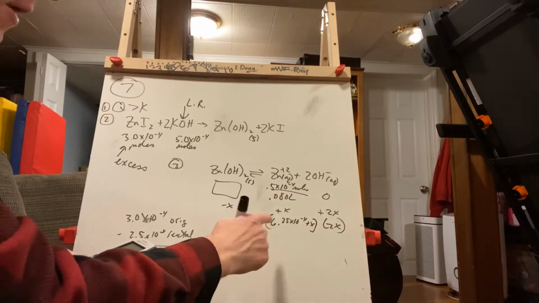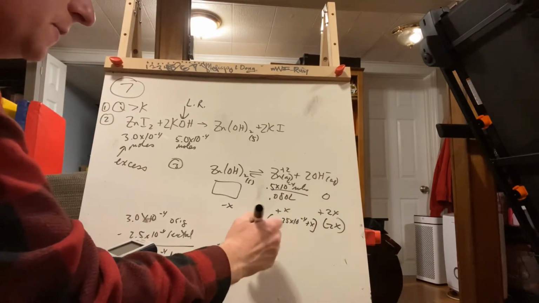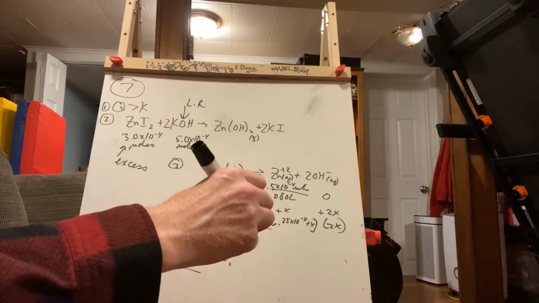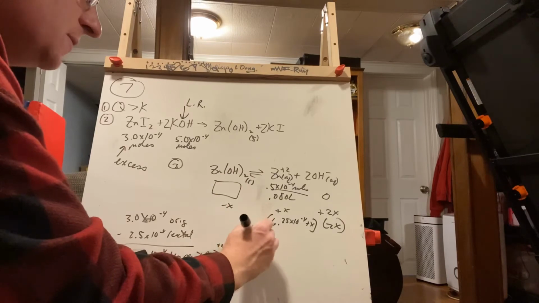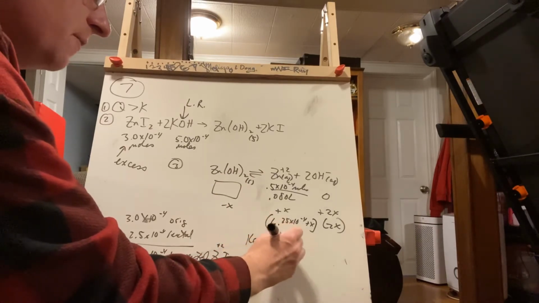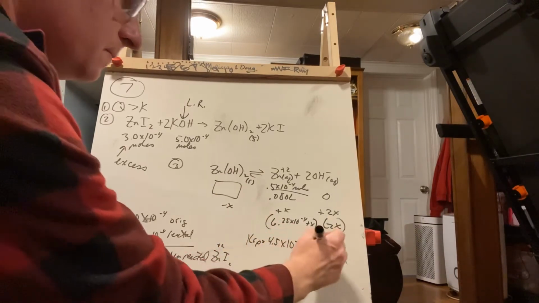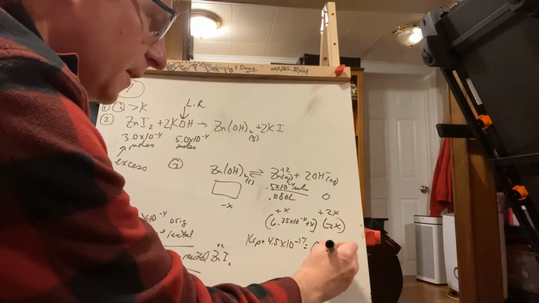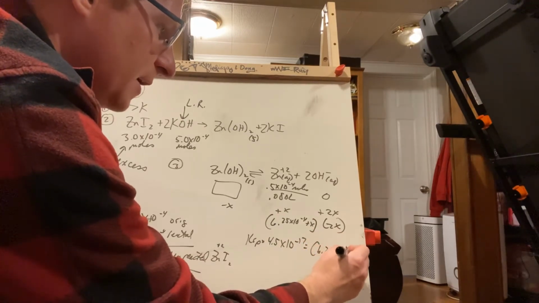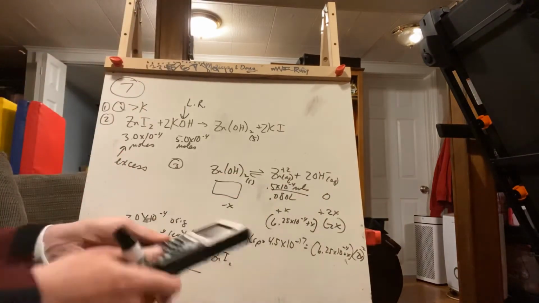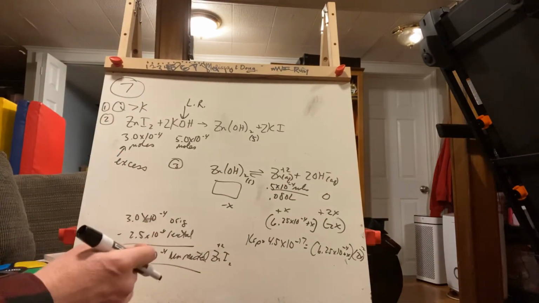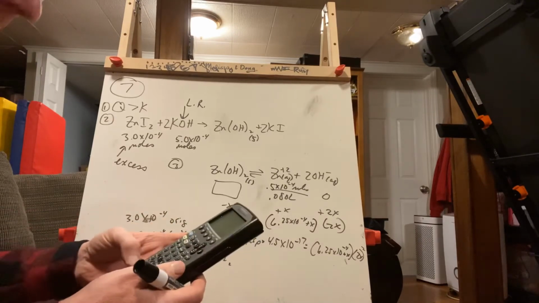And now what we would do is we would plug these in with our KSP given, which is 4.5 times 10 to the negative 17th, equals 6.25 times 10 to the negative 4th plus x, times 2x squared. And now we TI-89 this thing.